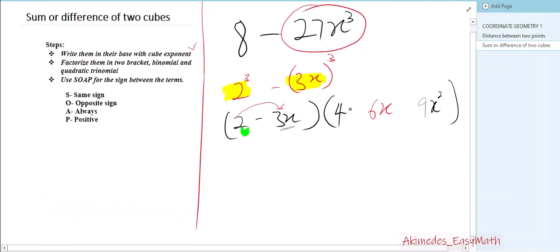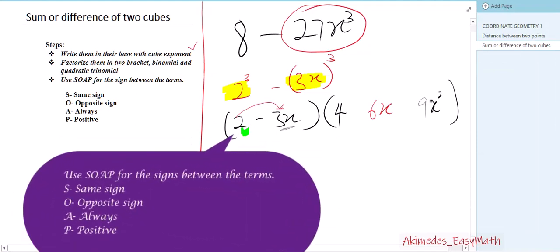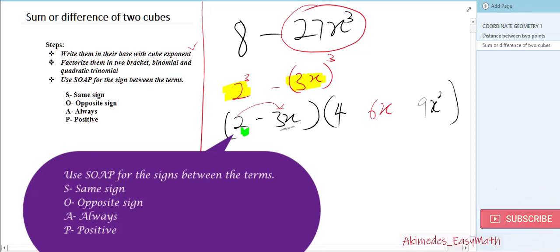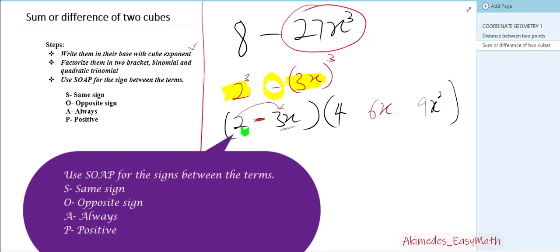There should be a sign between the terms here. That is why we have SOP here. The S means same sign. So the sign we have here is the same sign we put in the binomial. That is why we have minus here. Then O means opposite sign. So whatever sign is here, we write the opposite of it. Here the sign is minus, so the opposite sign is going to be plus.